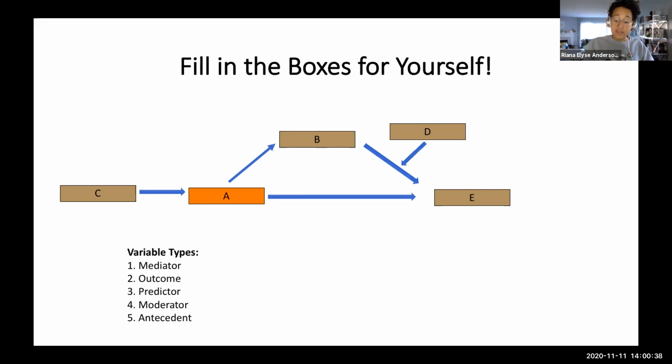So I do want you to think about what is the thing that predicts your outcome of interest. For me, mental health is predicted, especially in Black children, by racial discrimination. So my X or my A variable on here is racial discrimination. So I'm going to put that in my box.